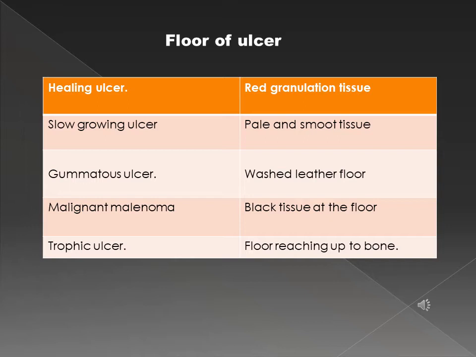Then we'll see floor of ulcer. It is the exposed surface of the ulcer. Red granulation tissue of the floor is seen in healing ulcer. Pale and smooth tissue is seen in slow growing ulcer, and washed leather floor is seen in gummatous ulcer. Black tissue at the floor is seen in malignant melanoma, or the floor reaching up to the bone, mostly seen in trophic ulcer.